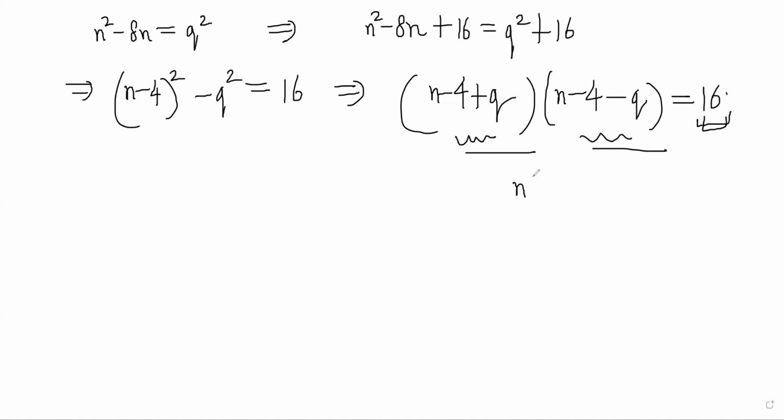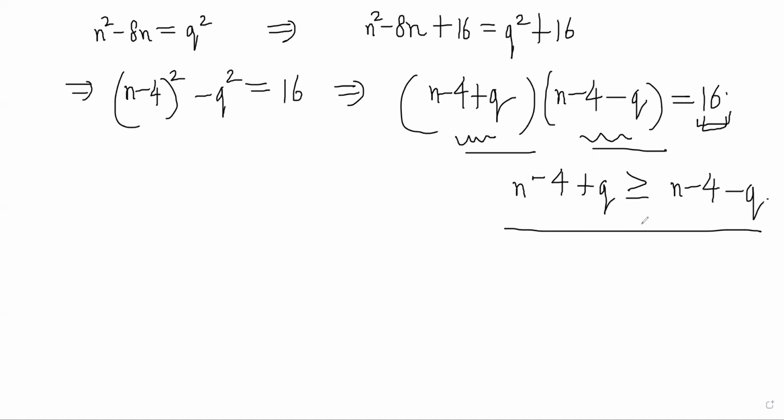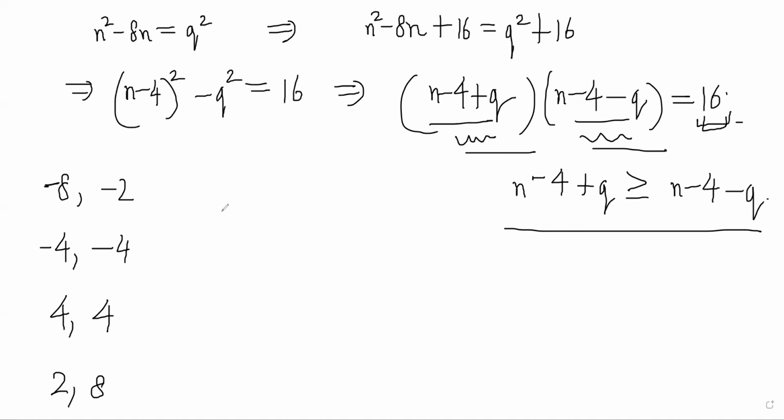And obviously n minus 4 plus q will be greater than or equal to n minus 4 minus q, because n and q are integers. So since these are integers and both of them have the same sign, the only options for us are minus 8 and minus 2, minus 4 and minus 4, 4 and 4, and 2 and 8. These are the four options for these two factors of 16.